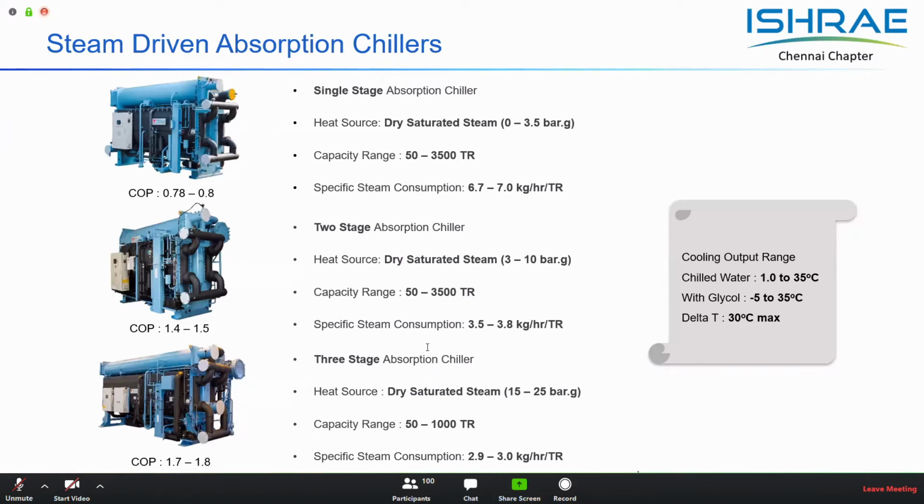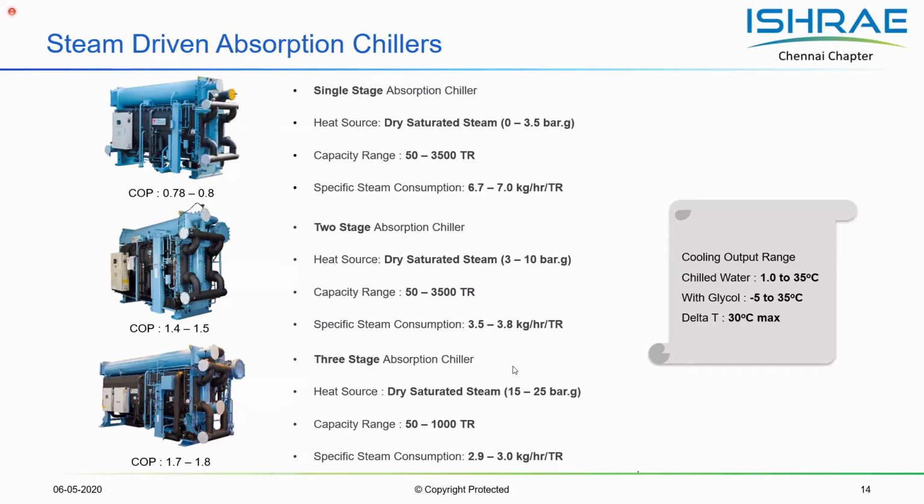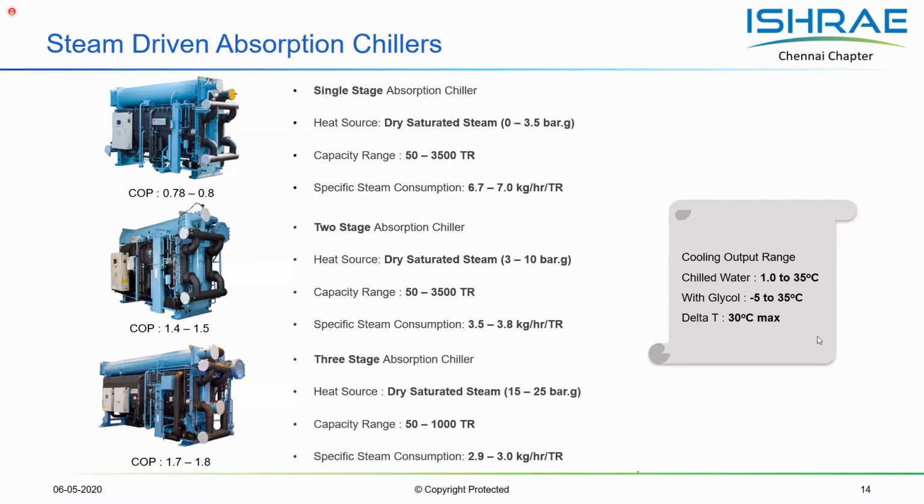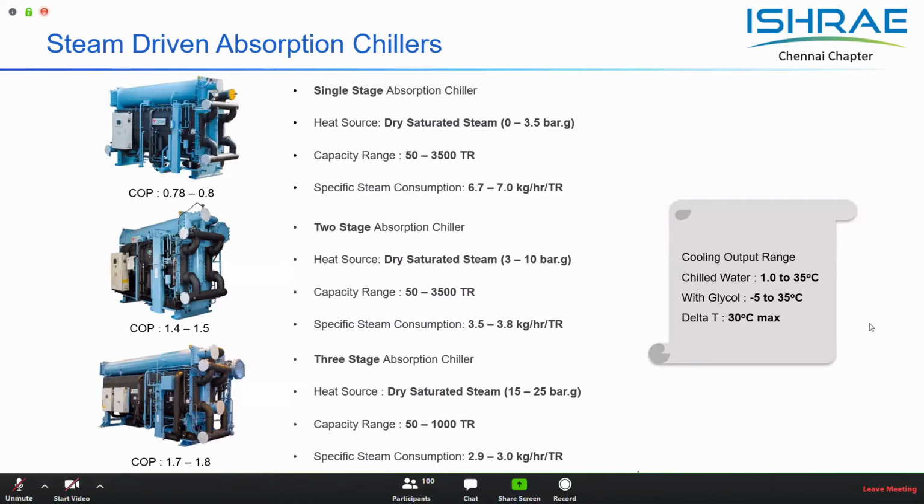Now, when you have very high pressure of steam available, then we can go for a 3-stage absorption chiller as well. A further reduction in steam consumption can be noticed here, where the steam consumption is less than 3 kilograms per hour per TR. And what can be produced out of an absorption unit with this heat source is chilled water down to 1 degree Celsius, pure water at 1 degree Celsius. Or if glycol solutions are used, we can go up to minus 5 degrees Celsius.